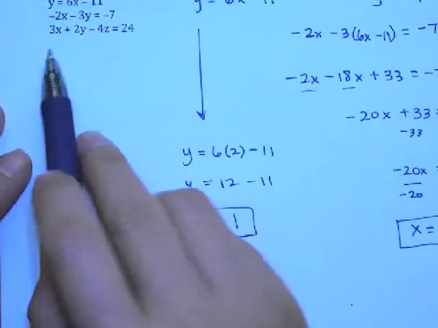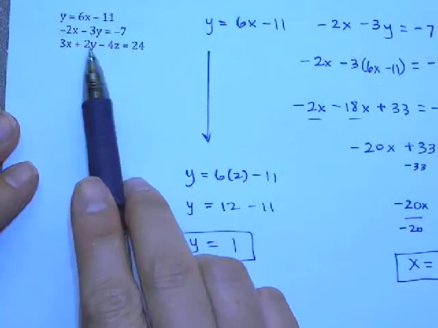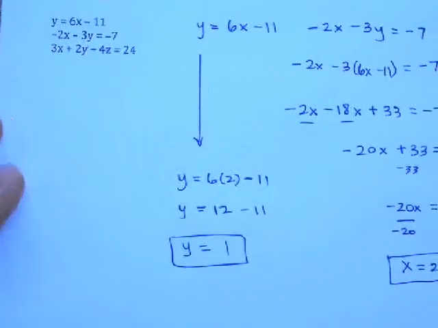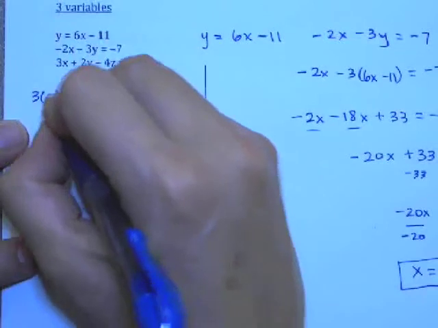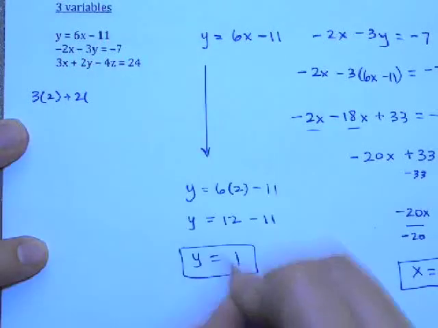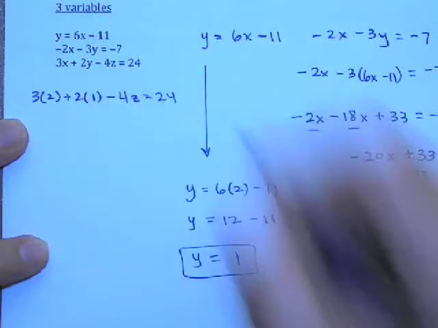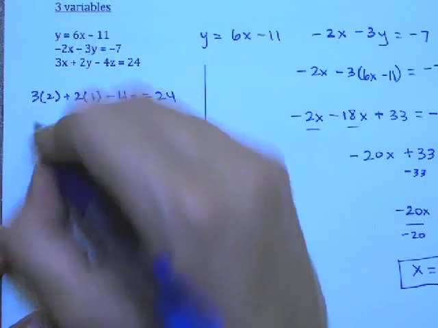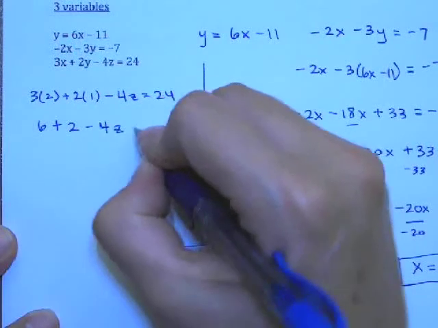Now it's time to bring in this third equation right here that has the z in it. Okay, we're going to replace the x, and we're going to replace the y with the two values that we've already found to find out what z equals. All right, so 3 times 2, which is what x equals, plus 2 times 1, which is what y equals, minus 4z equals 24. Okay, so all I did was substitute the x and the y into this third equation. So let's do the math here. 3 times 2 is 6, plus 2 times 1 is 2, minus 4z equals 24.